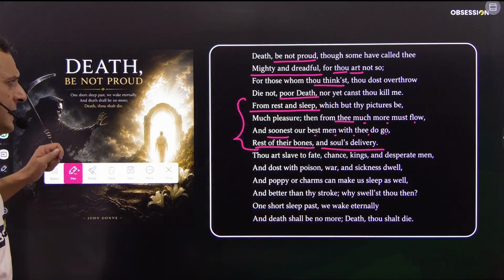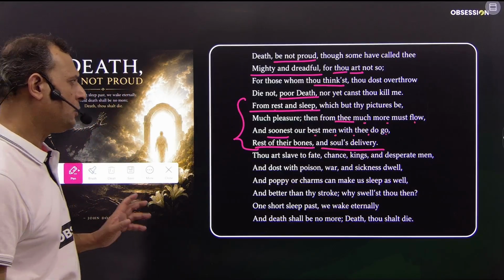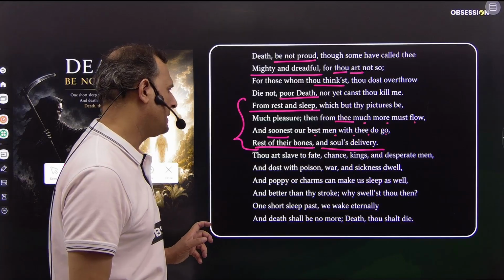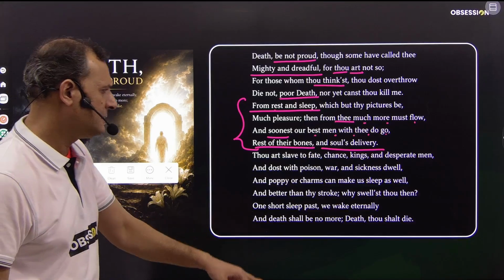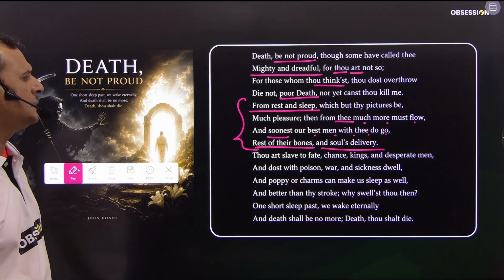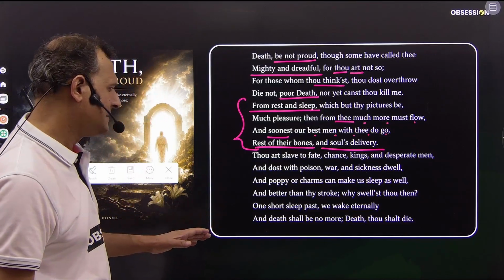Thou art slave to fate, chance, kings, and desperate men, and those with poison, war, and sickness dwell, and poppy or charms can make us sleep as well. And better than your stroke, why swells thou then? One short sleep past we wake eternally, and death shall be no more.